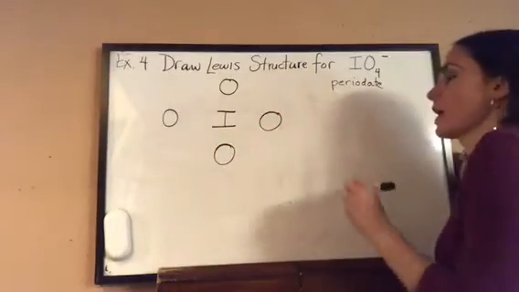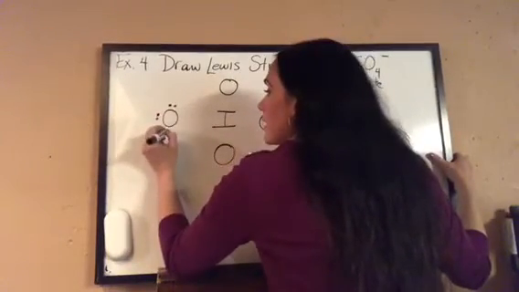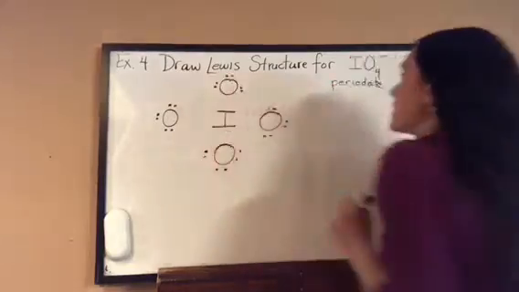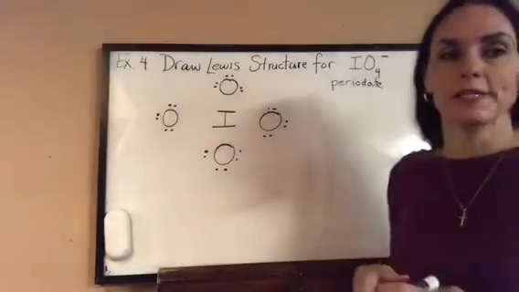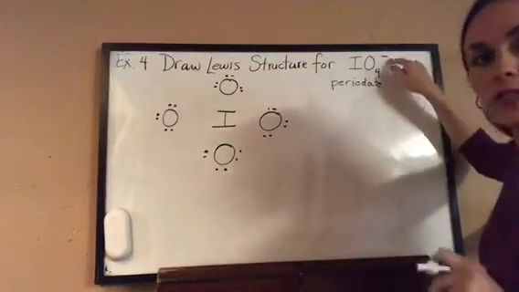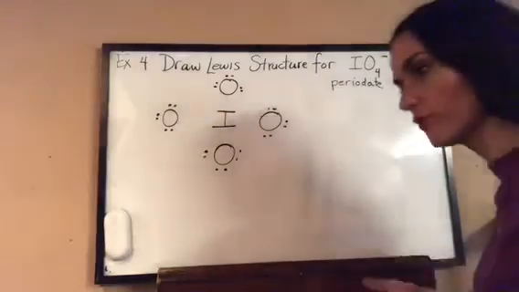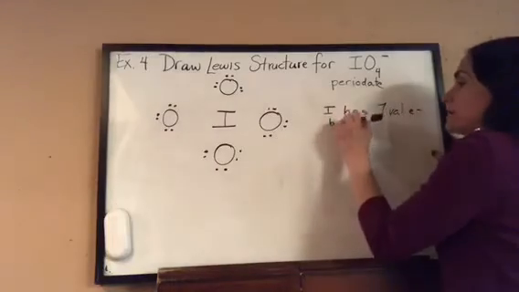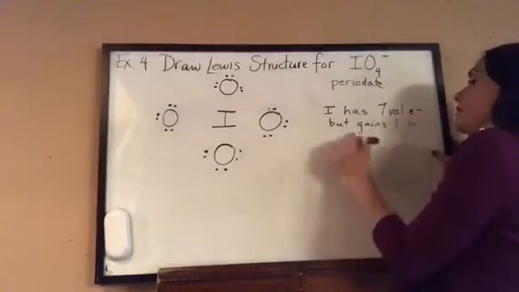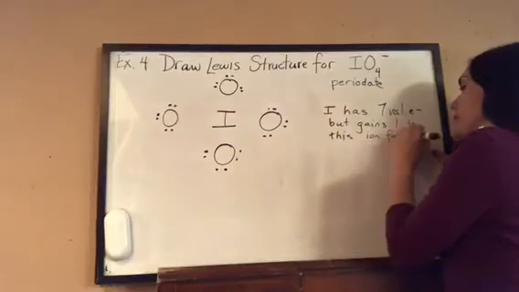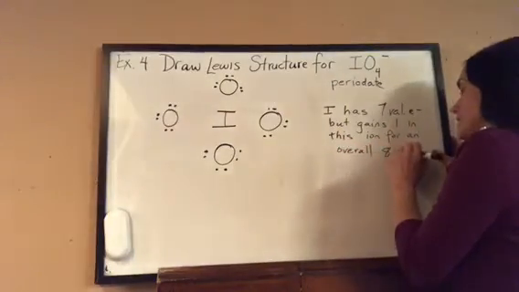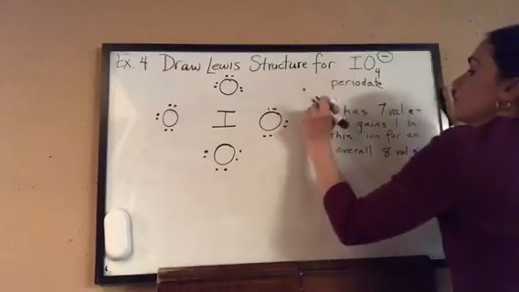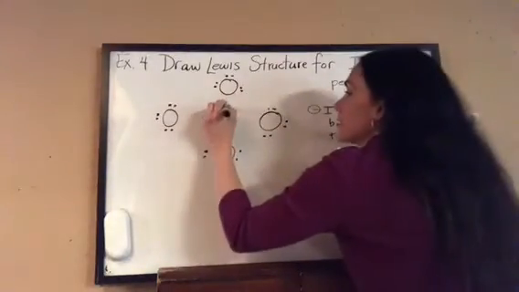Let's draw the valence electrons. Oxygen has 6 valence electrons. It's in group 6A. Iodine is a halogen, and it's in group 7A, so it has 7 valence electrons. But because of the -1 charge, it's going to gain 1 electron to its overall valence. So iodine has 7 valence electrons, but gains 1 in this ion, for an overall 8 valence electrons. So this minus charge here, we need to account for that. So now we're going to draw the 8 valence electrons around iodine.